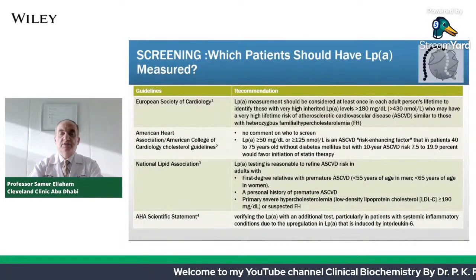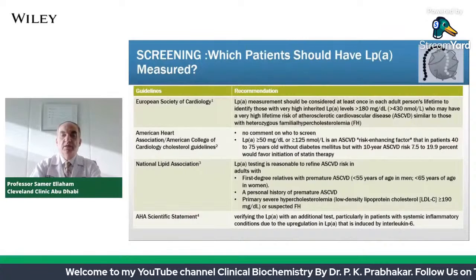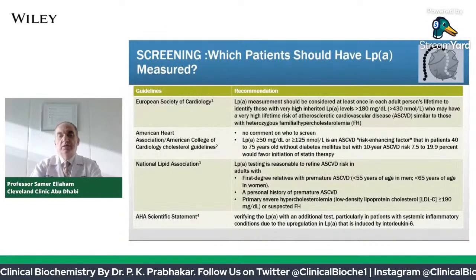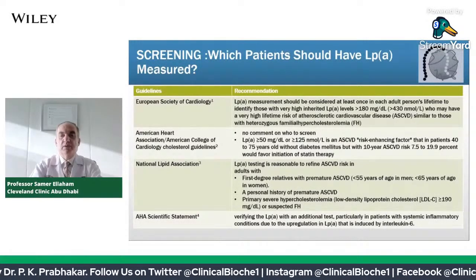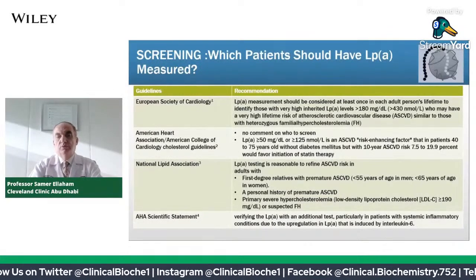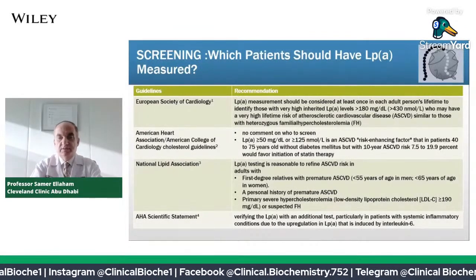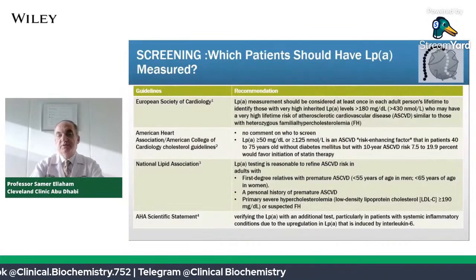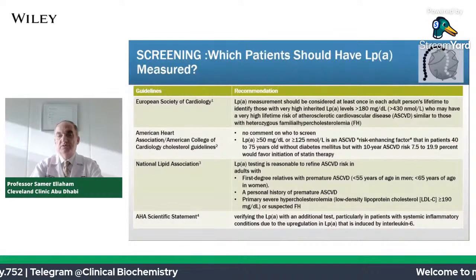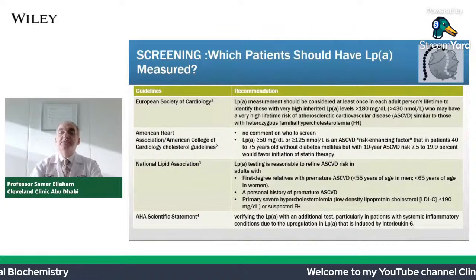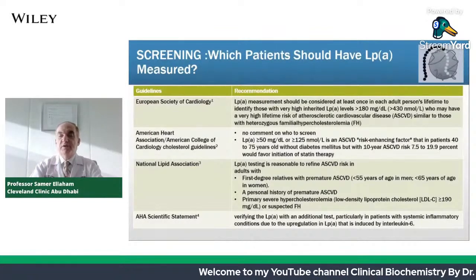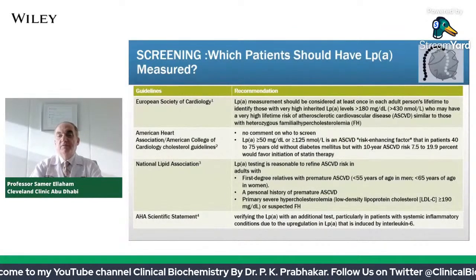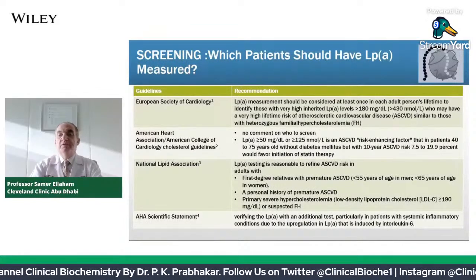The American Heart Association and the American College of Cardiology guidelines did not mention screening specifically, although I would think that common sense tells us, and it's okay sometimes to use common sense, that all societies would recommend that an Lp(a) be tested at least once. The Lp(a) cutoffs they use are the 50 and 125 I mentioned with the different units, and those are called risk-enhancing factors in patients 40 to 75 years old without diabetes, but with a 10-year risk of 7.5 to 19.9%, which would favor initiation of therapy.